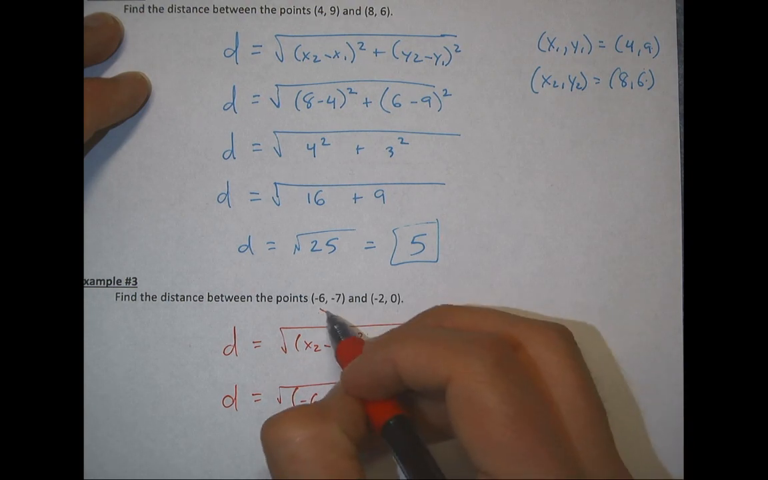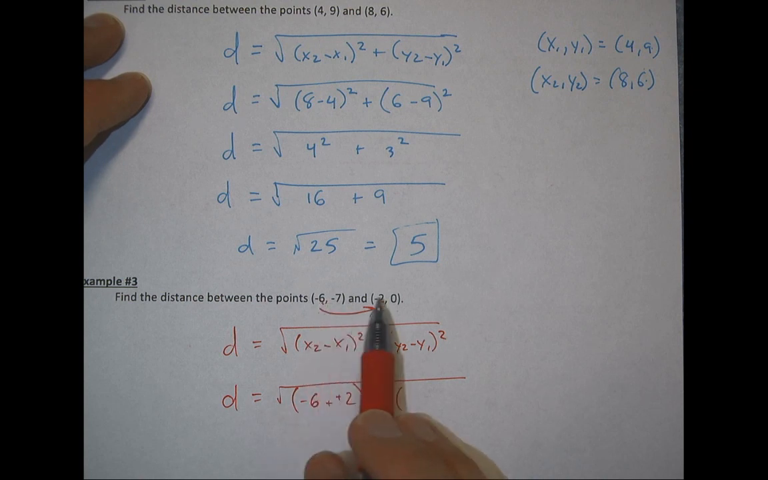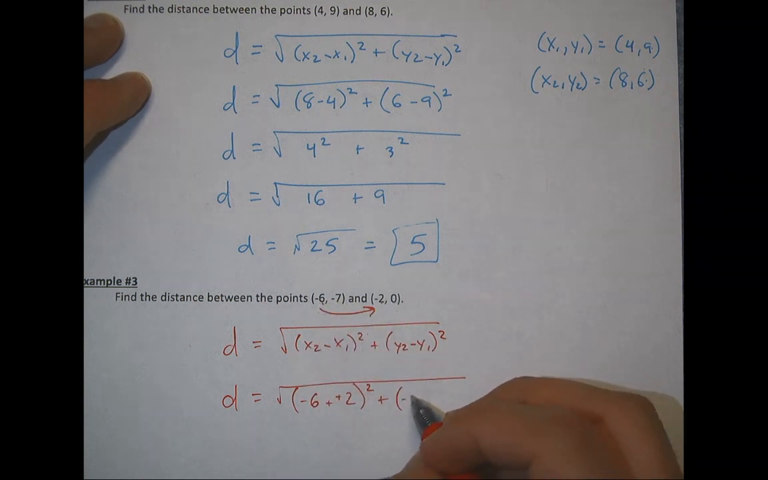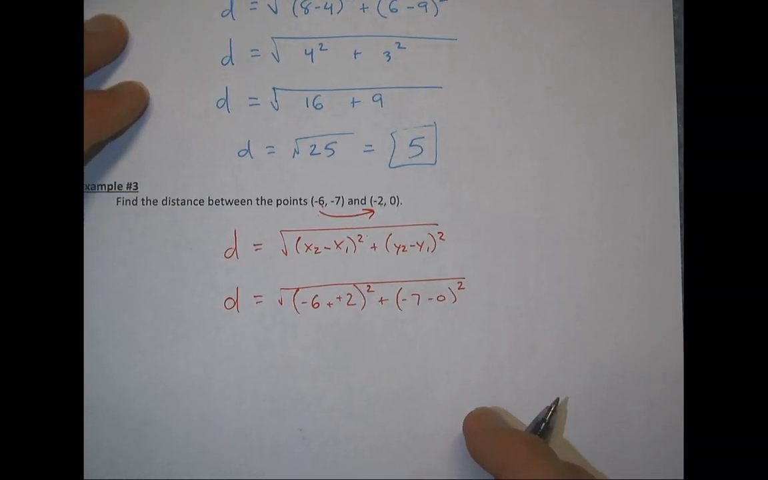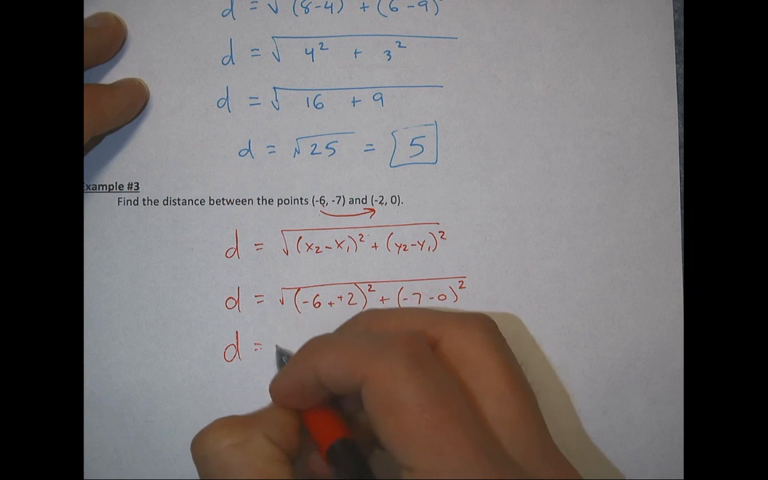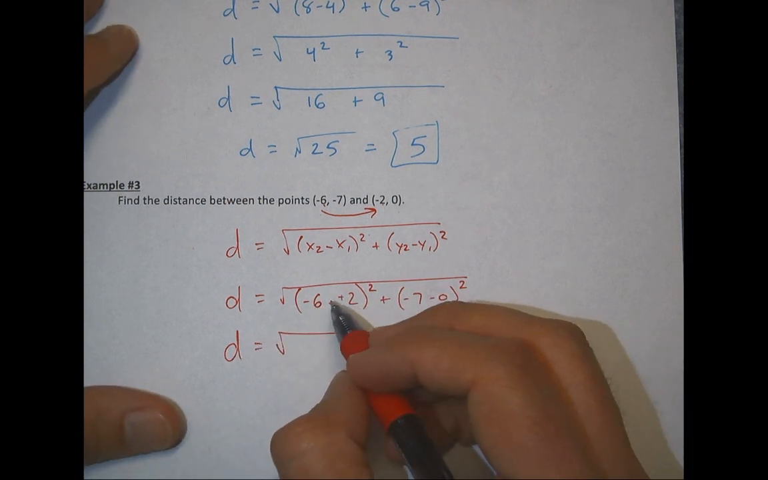Now I went from here to here. So I need to be consistent with the direction. So here was my x's. So here are my y's. Negative 7 minus 0 squared. Let's simplify. Negative 6 minus negative 2 goes plus plus, so it's plus 2.